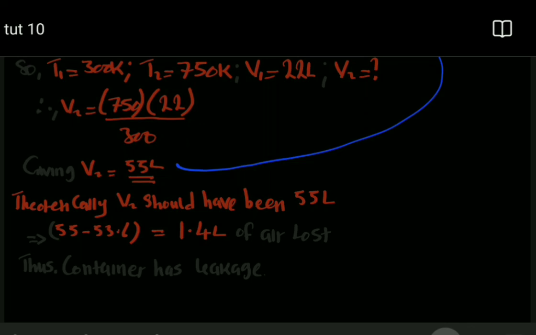Okay, so if we are saying we were supposed to have 55 and we only had 53.6, then it means this 1.4 liters of air has been lost, and therefore we conclude to say the container has a leakage. Okay, the container has a leakage. All right.